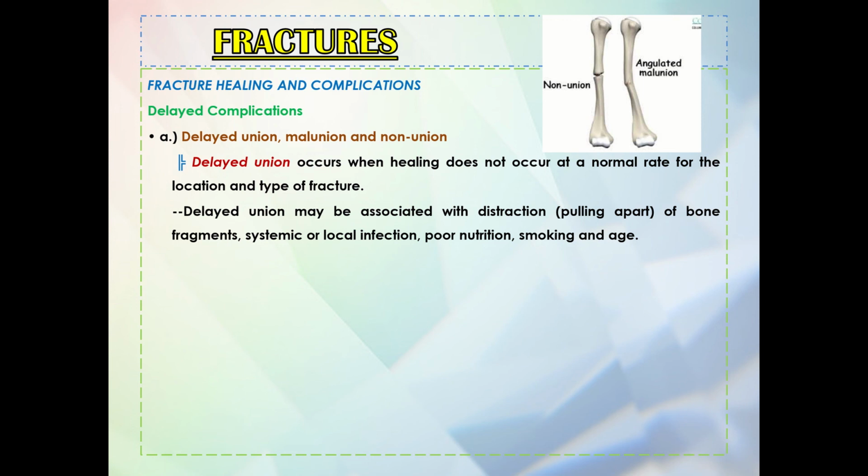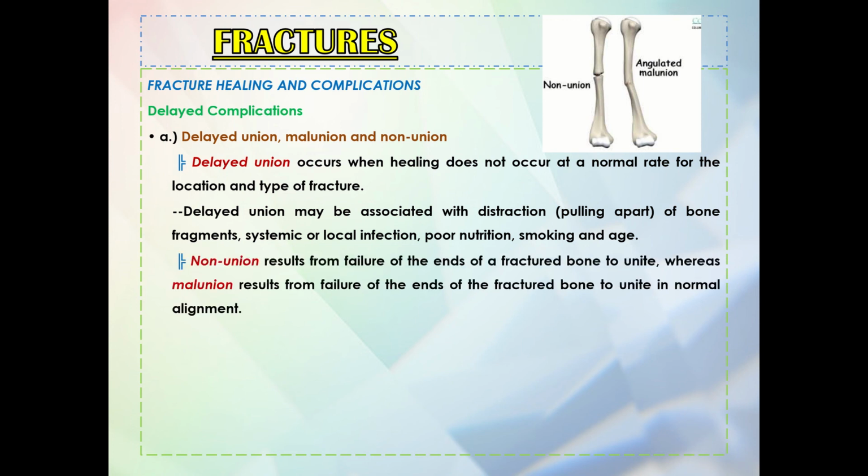Delayed union may be associated with distraction or pulling apart of bone fragments, systemic or local infection, poor nutrition, smoking, and age. So these are the factors that may contribute to delayed union. So definitely, we prevent its occurrence. Yung systemic or local infection, poor nutrition, inaayos natin yan. Smoking, we ask the patient not to do so during bone healing.